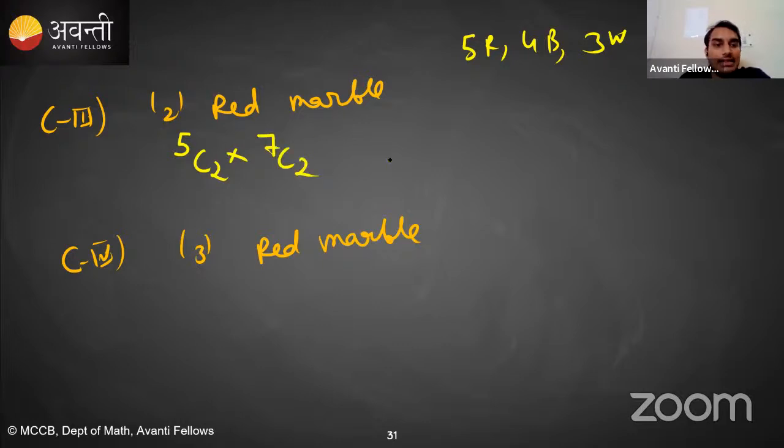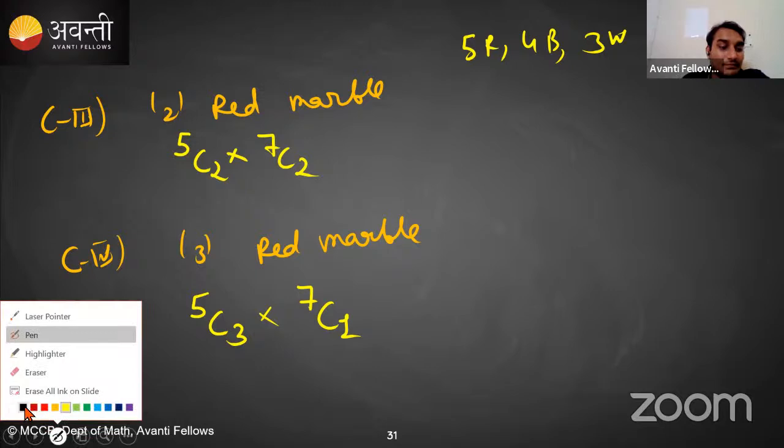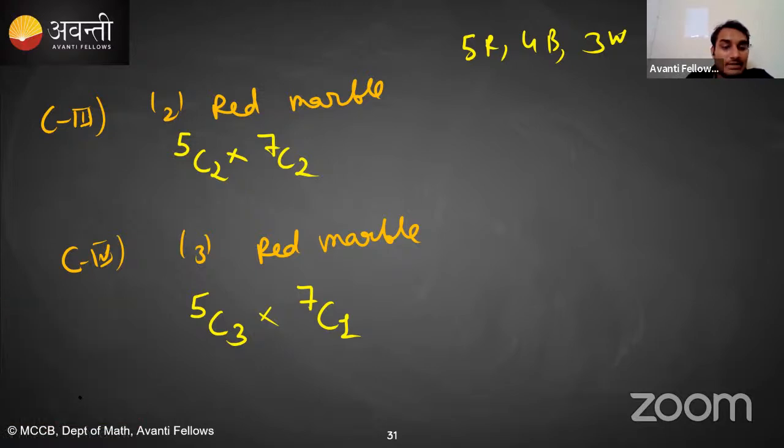7C2. Clear? Now 3 red marbles means select 3 red marbles from 5 red marbles. 5C3 ways. You can select from 5C3 ways. Now select the one marble from 4 black and 3 white. So total available choices 7, from that we have to select any one. Simple. Clear? So what is the required number of ways?